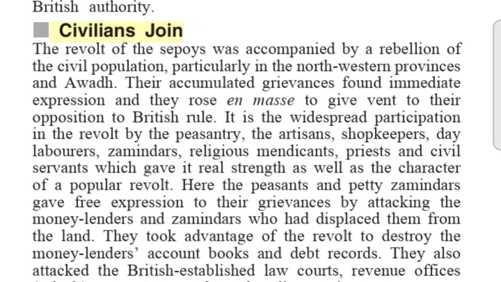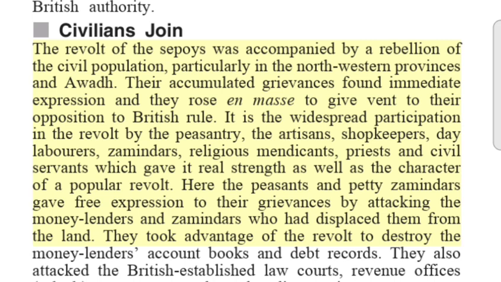Civilians join. The revolt of the sepoys was accompanied by a rebellion of the civil population, particularly in the northwestern provinces and Awadh. Their accumulated grievances found immediate expression and they rose en masse to give vent to their opposition to British rule. It is the widespread participation in the revolt by the peasantry, the artisans, shopkeepers, day laborers, zamindars, religious mendicants, priests and civil servants, which gave it real strength as well as the character of a popular revolt.